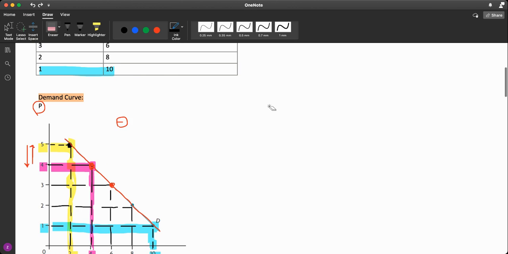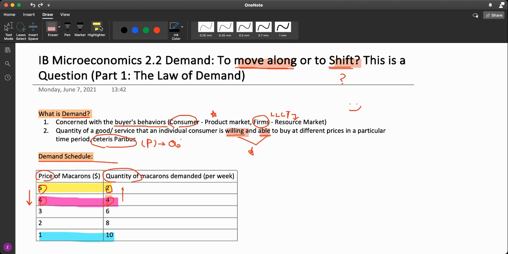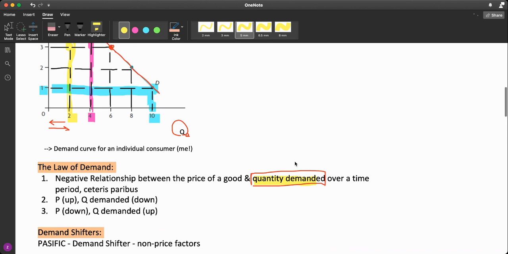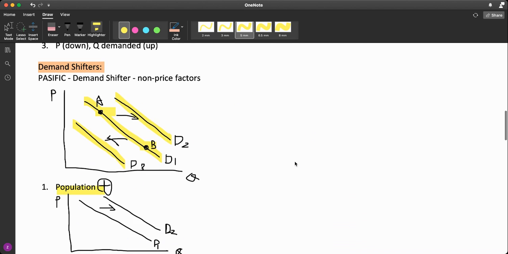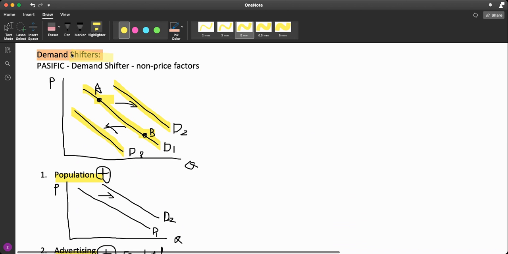One of the biggest questions our students face when they're studying demand is how to make the distinction between moving along the demand curve and shifting the entire demand curve. So before we can answer this question, we still have to consider under what scenarios the curve will shift. An easy way to remember this is PASIFIC.